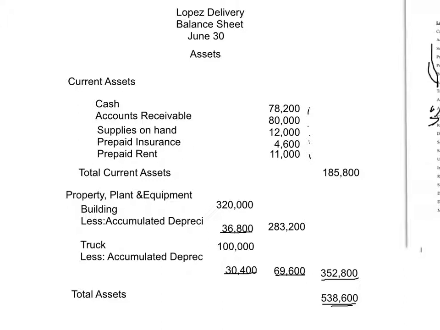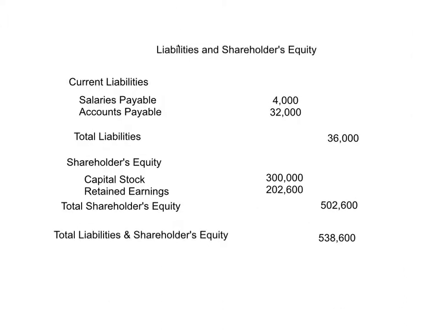Next will be the liabilities and the shareholders' equity. This is the liabilities and shareholders' equity. Now, as with the assets, we had to divide them into current assets and long-term assets. Here you do the same with current liabilities and long-term liabilities. However, in this case, we don't have any long-term liabilities. So we simply list the current liabilities, and the total liabilities, $36,000. Shareholders' equity section, the common stock or capital stock from the adjusted trial balance, $300,000.